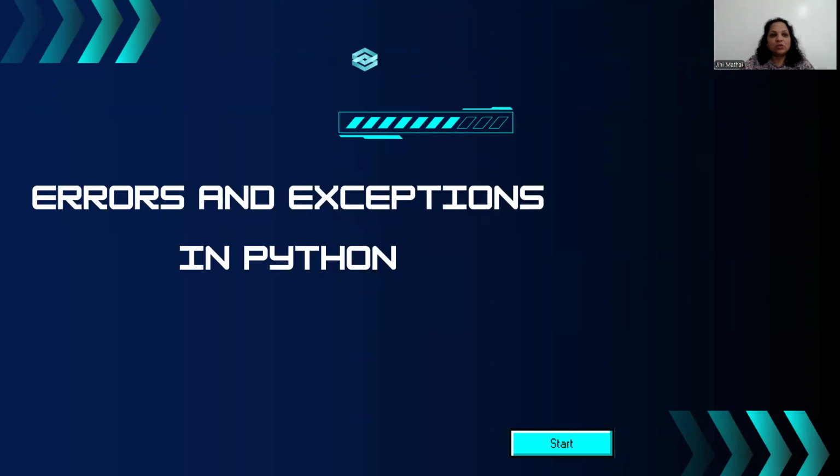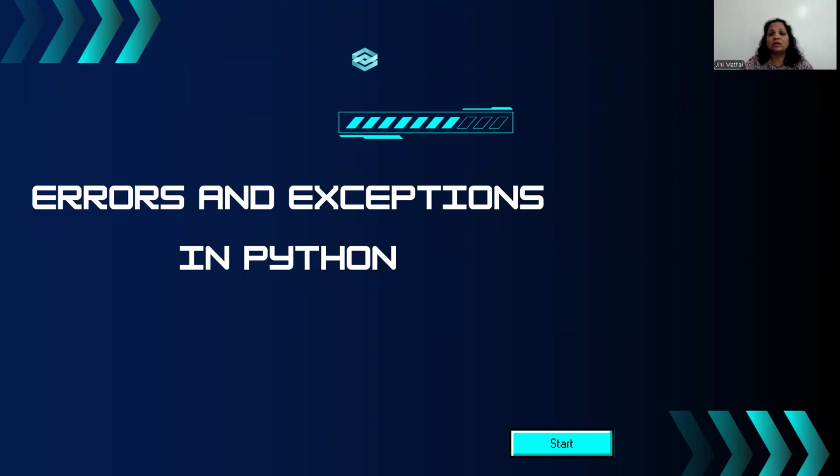Hi everyone. So I am back again after a very long time with a chapter called Errors and Exceptions in Python. So what are we exactly going to be learning in this particular chapter?